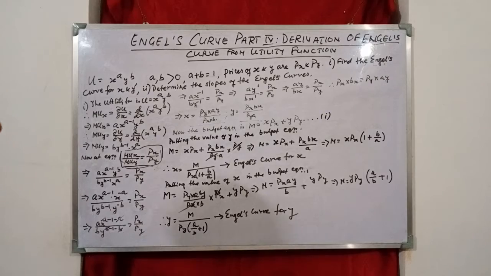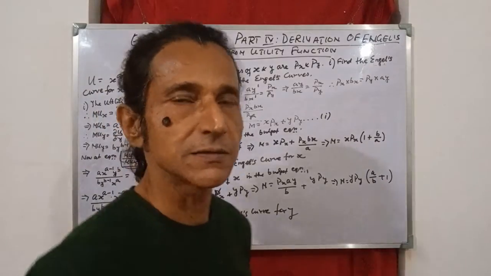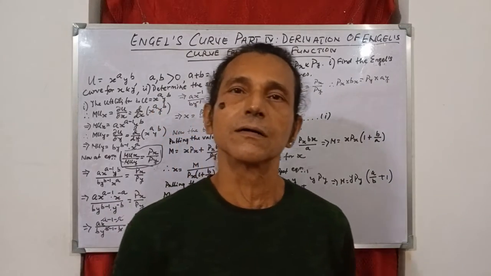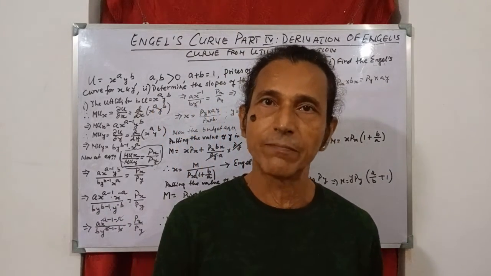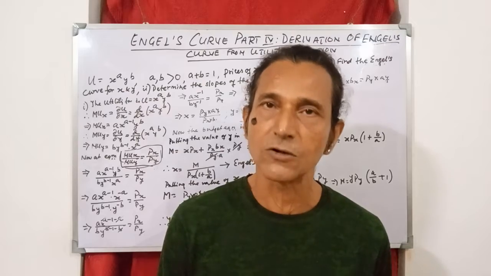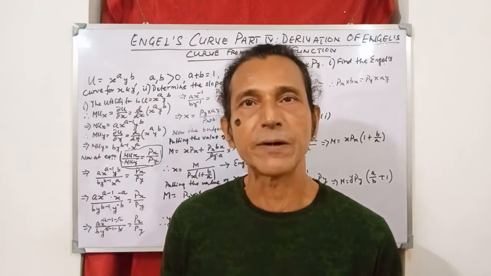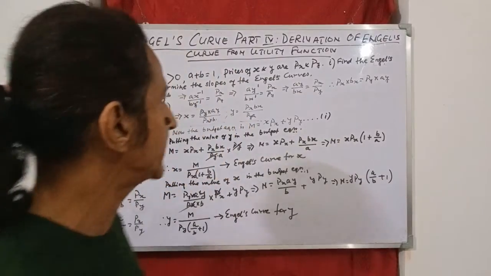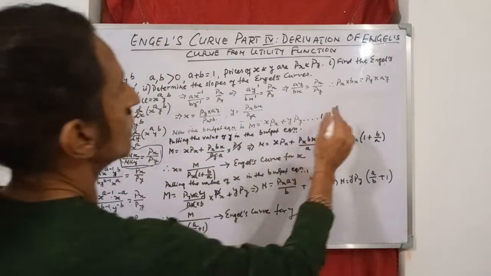Now the budget equation is given by m equals x px plus y py, that is quantity of x multiplied by price of x plus quantity of y multiplied by price of y, that gives the total income, that is m equals x px plus y py.